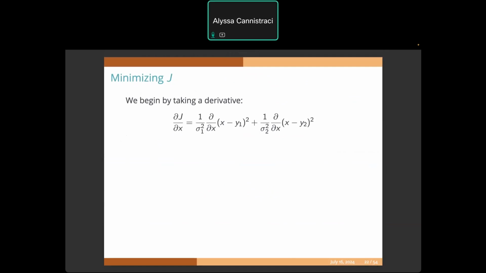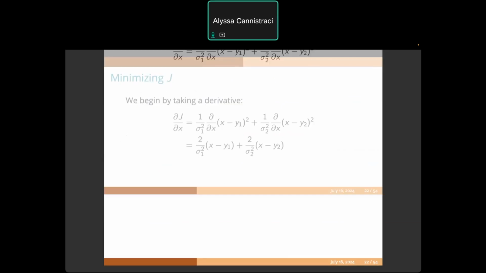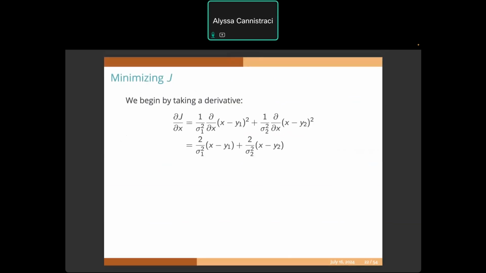So when we want to minimize a function, we all know what we do. We take a derivative and we set it equal to 0. Taking a derivative of that loss with respect to the variable x, we get something that looks like this. And expanding it out, you get this function. Then we set it equal to 0 and solve for the quantity that we're looking for. And that tells us precisely how to weight these observations y1 and y2. Specifically, we get these weights.